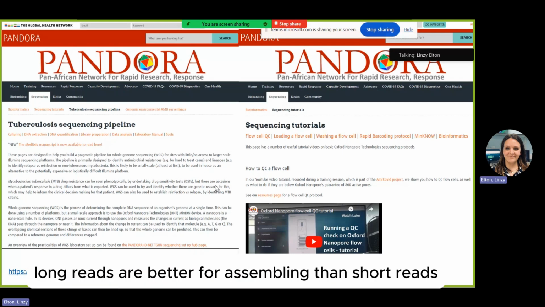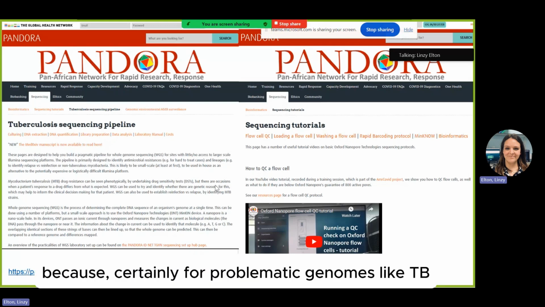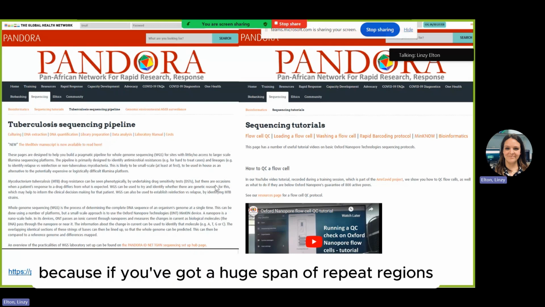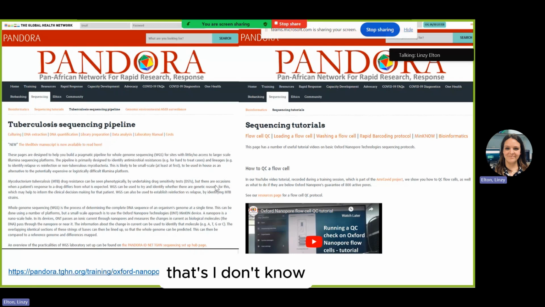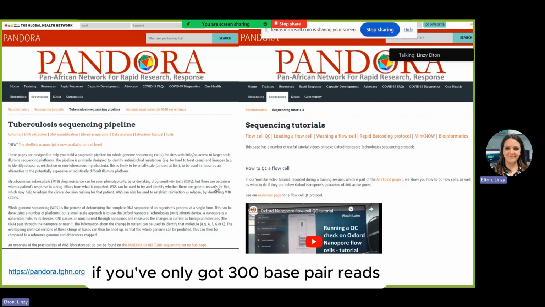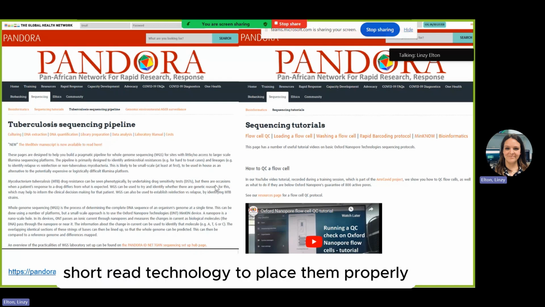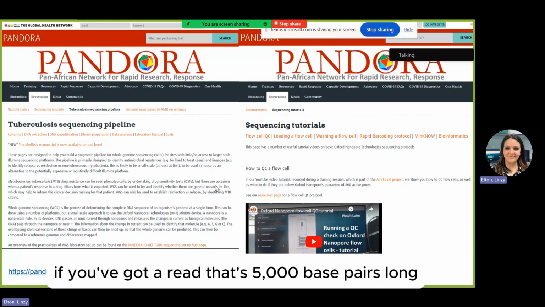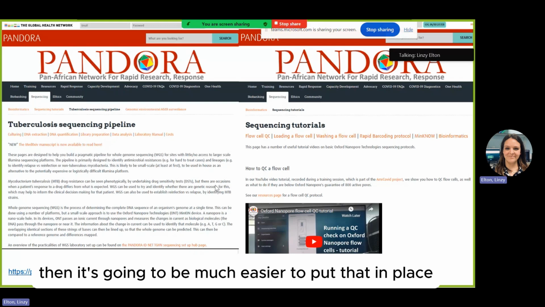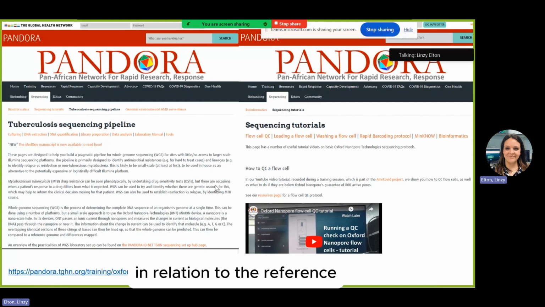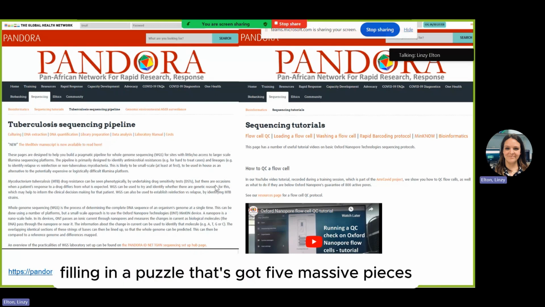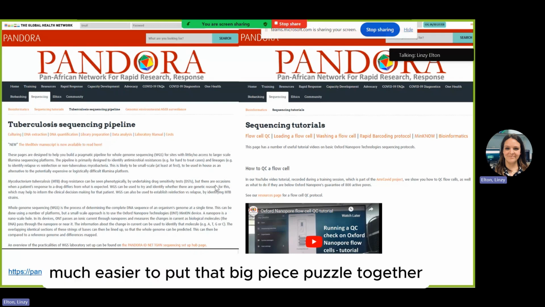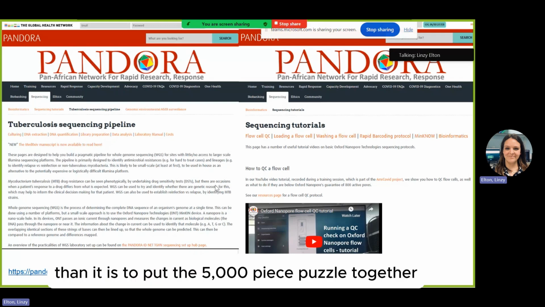And in a way, long reads are better for assembling than short reads, certainly for problematic genomes like TB, because if you've got a huge span of repeat regions that's 500, 600 base pairs long, and you've only got 300 base pair reads, it can be really difficult for short read technology to place them properly. With long read technology, if you've got a read that's 5,000 base pairs long, then it's much easier to put that in place in relation to the reference genome. It's like filling in a puzzle that's got 5 massive pieces compared to 5,000 tiny pieces. It's much easier to put the big piece puzzle together than the 5,000 piece puzzle.